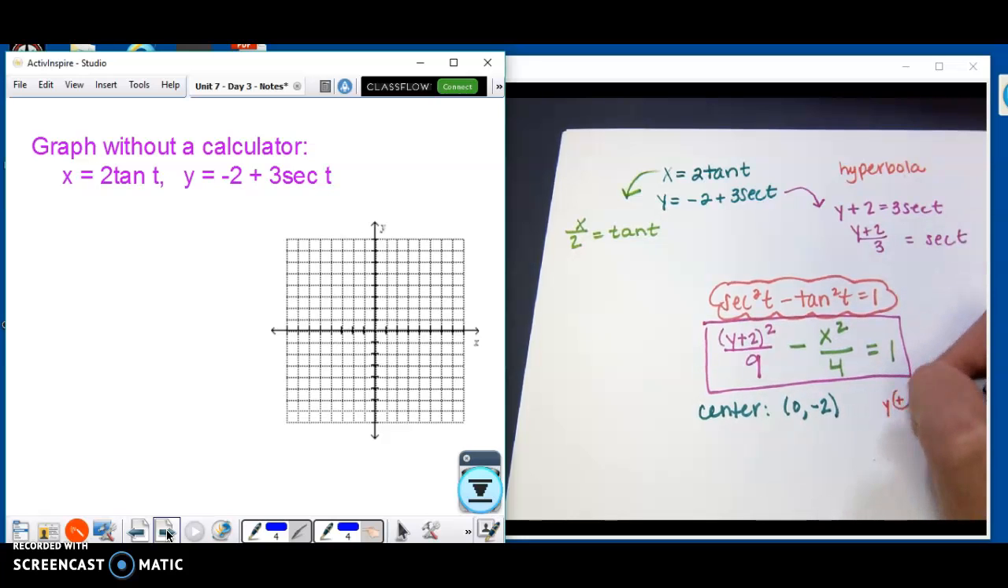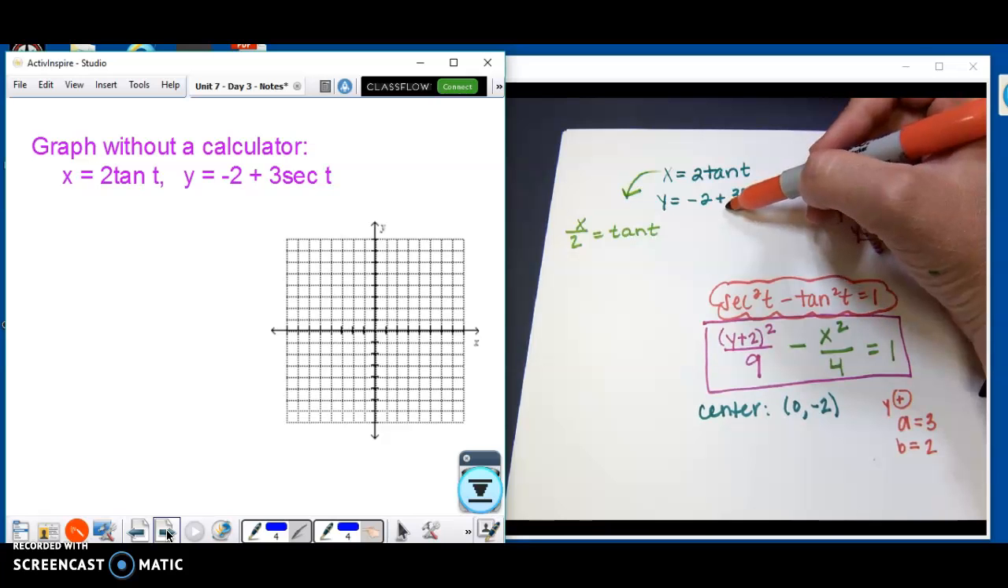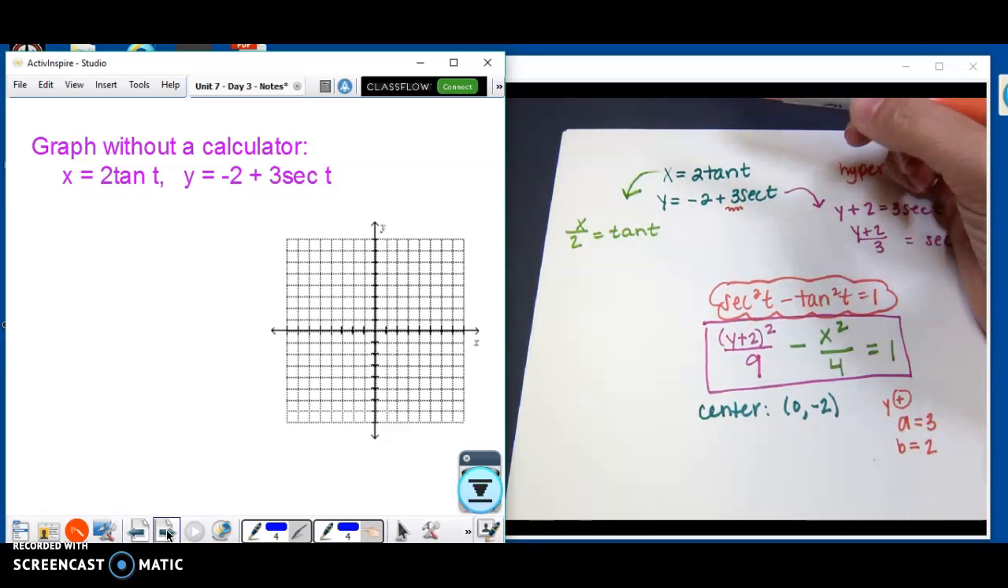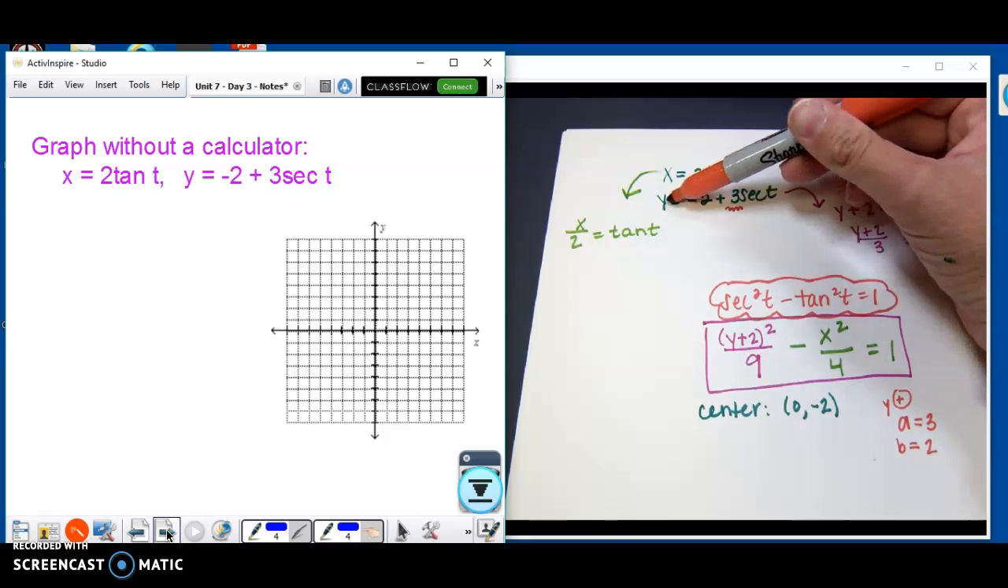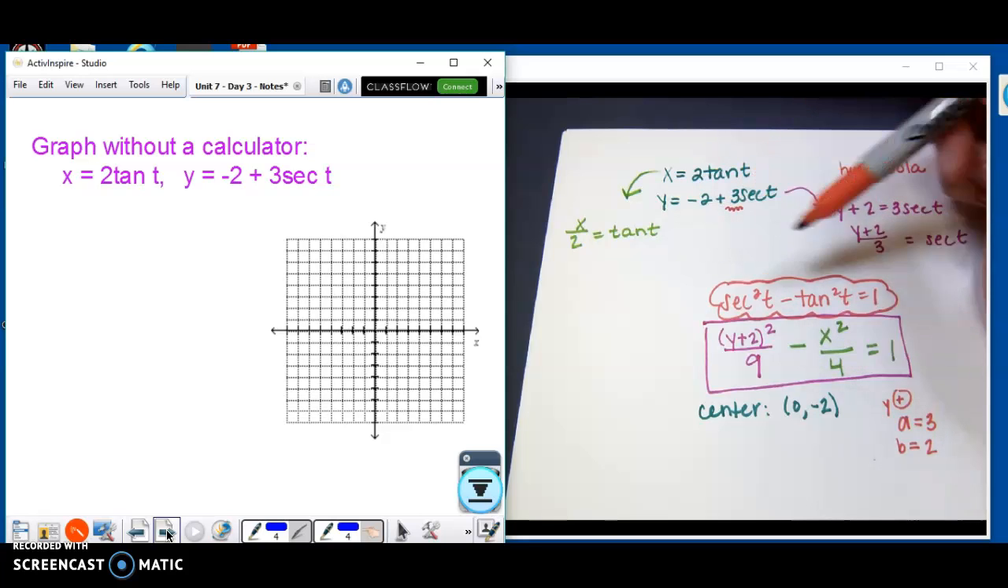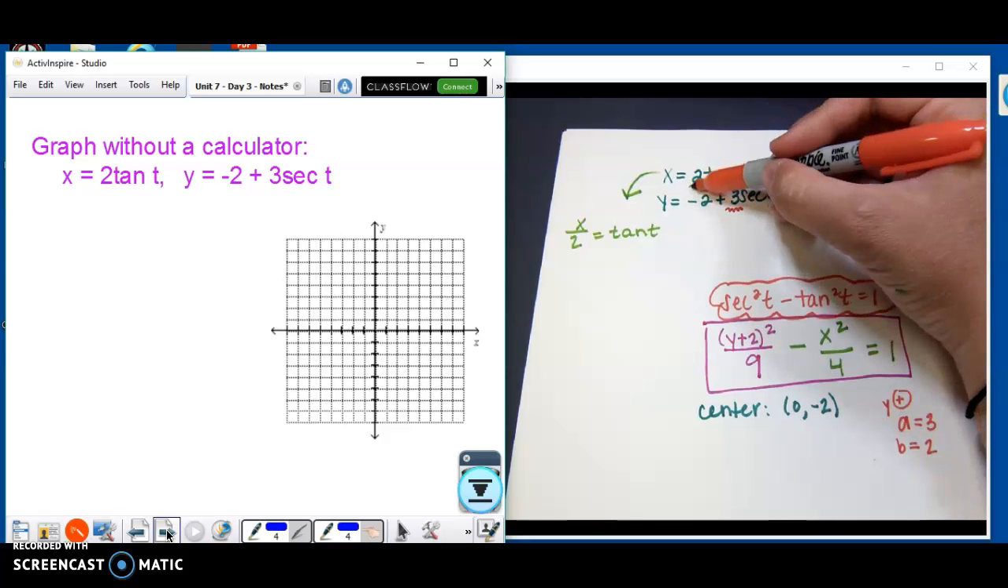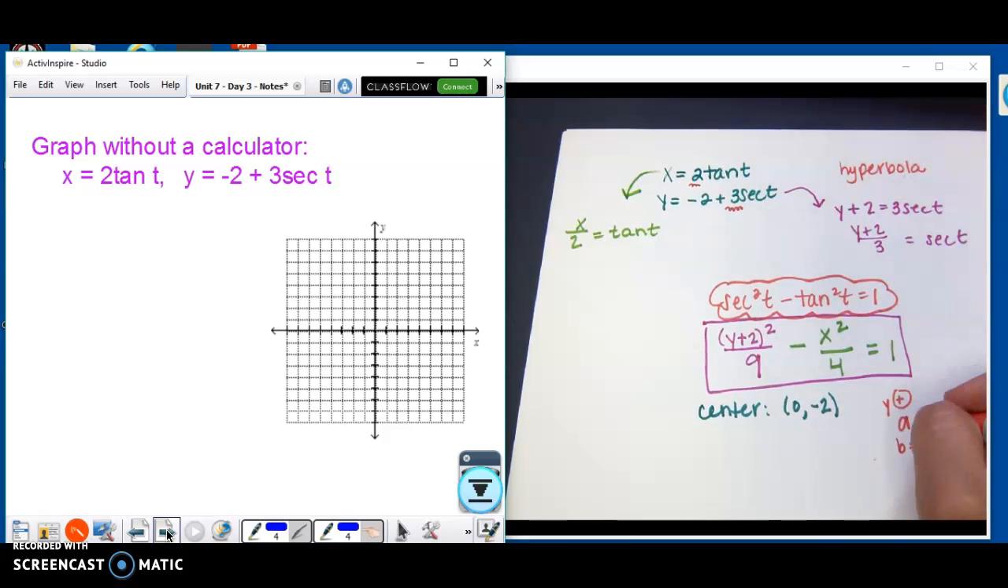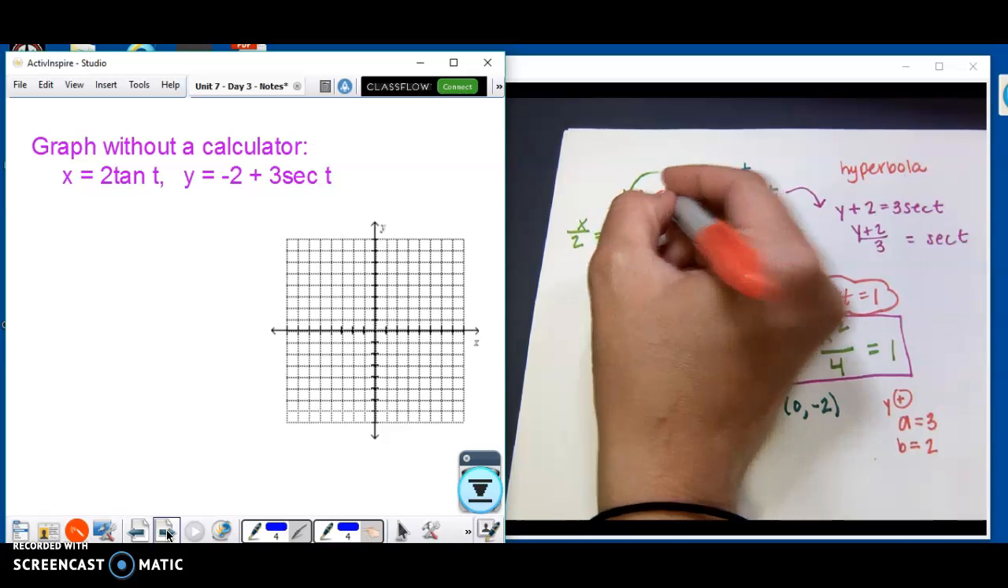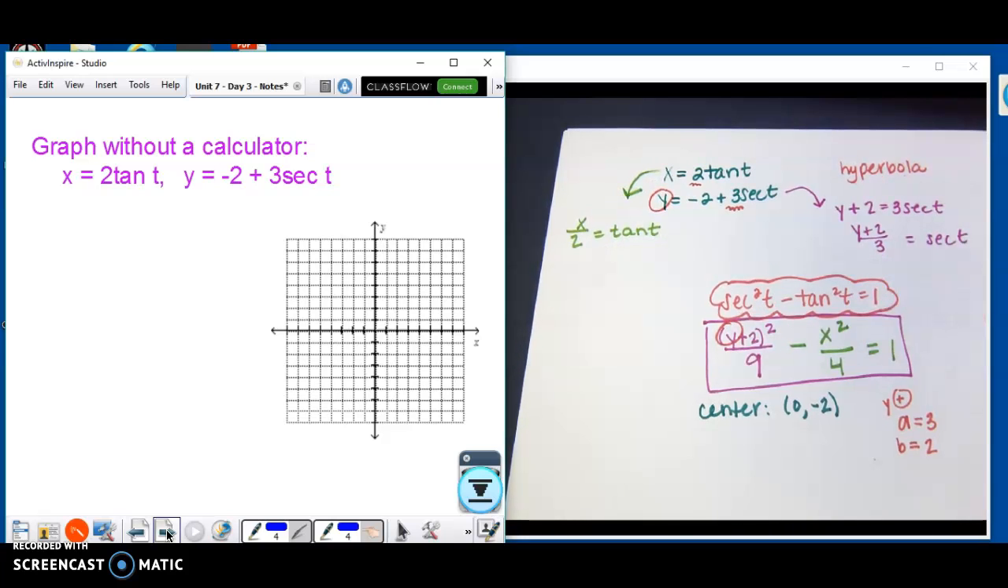Y is the positive one here. Because y is the one that's positive, your A is going to be the square root of 9, which is 3, and your B is going to be the square root of 4, which is 2. Remember I told you the one that's positive is always with the secant. This time it's y, here it's 3 secant. So your A value is 3 and your B value is 2. Because y is the positive one, it's going to open up or down.